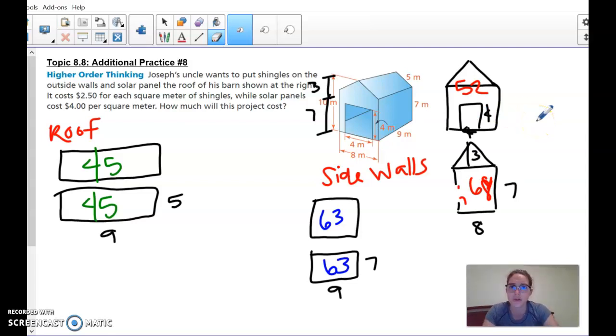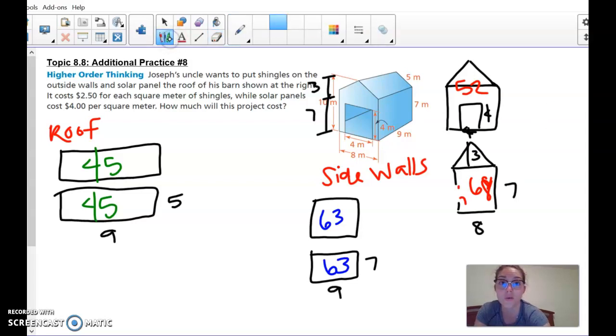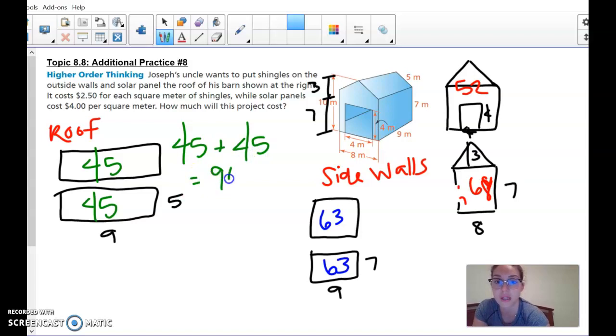All right, so we're going to start with the roof. He is covering the roof in a solar panel. So first I need to figure out how many square meters he's covering. So in total, we have 45 plus 45, and that's going to equal 90 meters squared.